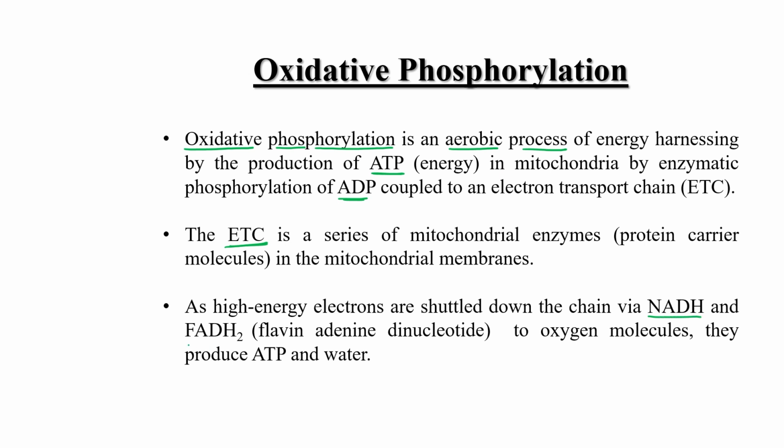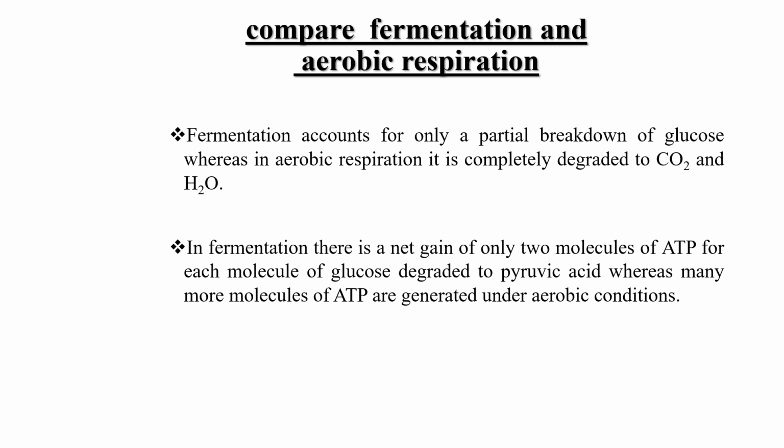NADH and FADH2. These are known as high energy bonds they contain. Okay. So as high energy electrons are shuttled down the chain via NADH and FADH2 to the oxygen molecule, at that time these electrons will produce ATP and water. Water is the final acceptor of electrons, and protons, they just utilize the remaining protons which are present in the matrix part, right? So this is all about cellular respiration.